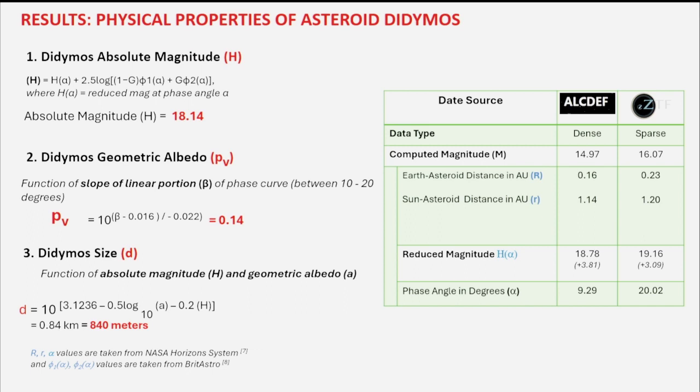First, I was able to find the absolute magnitude of Didymos using the formula I mentioned earlier, and I found it to be 18.14 magnitude. This was using the G, so the opposition part of the curve. Second, I was able to find the geometric albedo of Didymos. This was using the linear part of the curve, from about 5 to 20 degrees, and I found the geometric albedo to be 0.14. Then finally, using both the absolute magnitude and the geometric albedo of the asteroid, I was able to determine the size of Didymos, and I found it to be 840 meters in diameter.